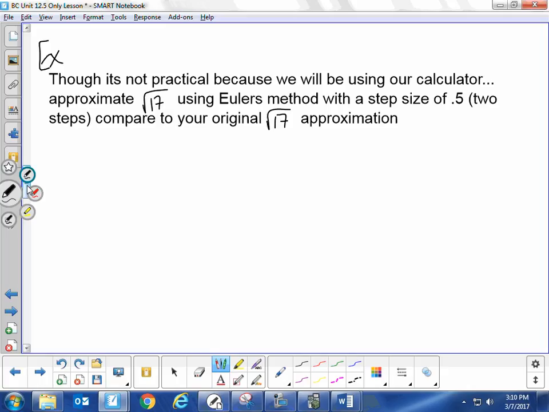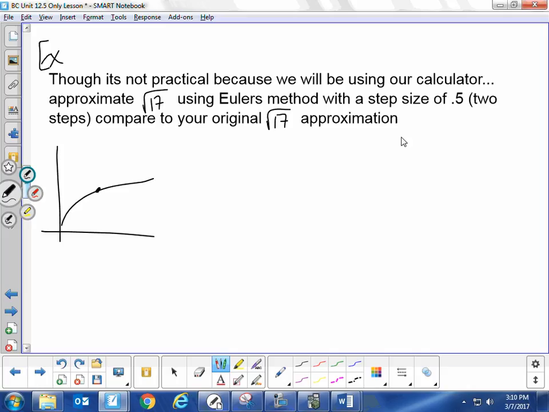Approximate the square root of 17 using Euler's method with a step size of 0.5. Now, I'm not going to tell you in future questions that that means you're taking 2 steps, so you're going to use 2 lines, okay? And I want us to compare to our original approximation of root 17. Okay? If you want to draw a picture, you can. Sometimes it helps. Got the square root function.